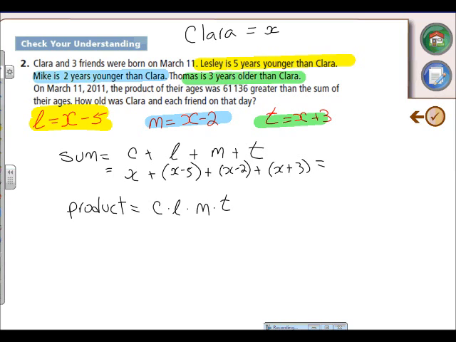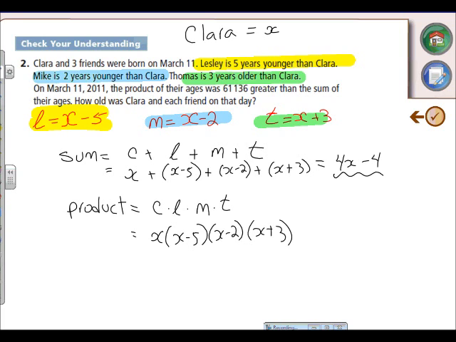When we combine all these, x plus x plus x plus x gives me 4x. Negative 5, negative 2, and a 3 gives me negative 4. 4x minus 4. There's my sum. The product of them, which is x times x minus 5 times x minus 2 times x plus 3. There's our product of those ones.